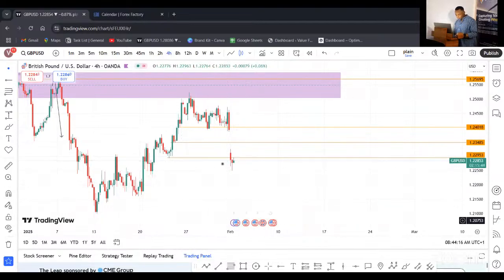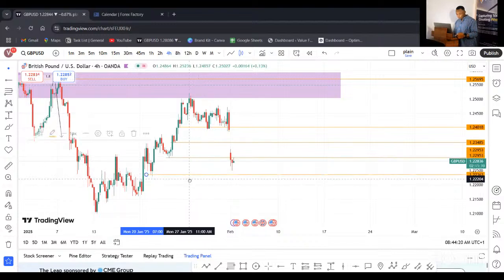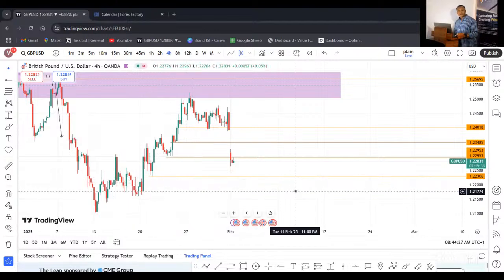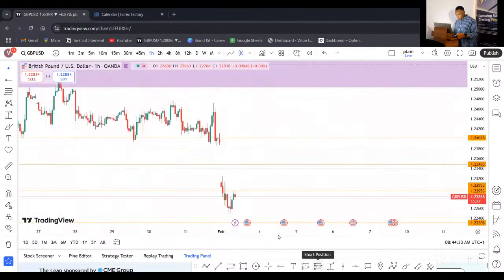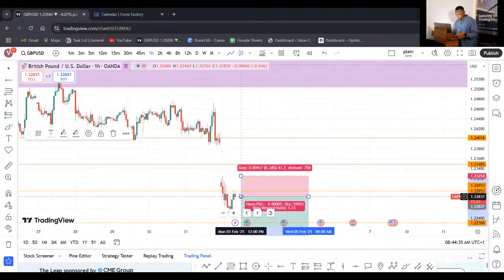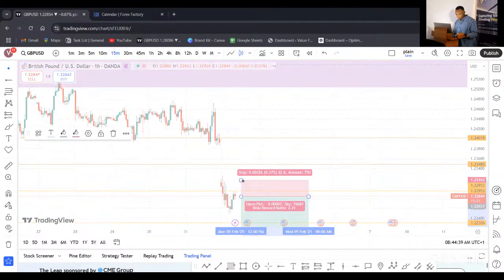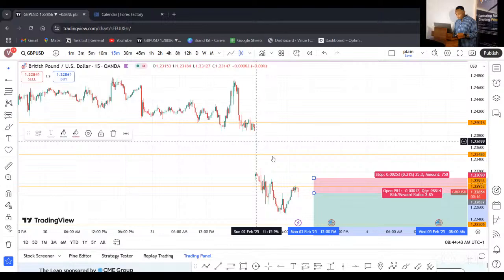So if that should hold, I'll be looking to short GBP USD all the way to this level here. My reason for that is to grab this liquidity residing here, 1.22306. So that would be my target for a GBP short. Let me draw my short tool from here. Okay, stop loss, sorry. The stop loss is going to be here, a 25 pip stop if that plays out.